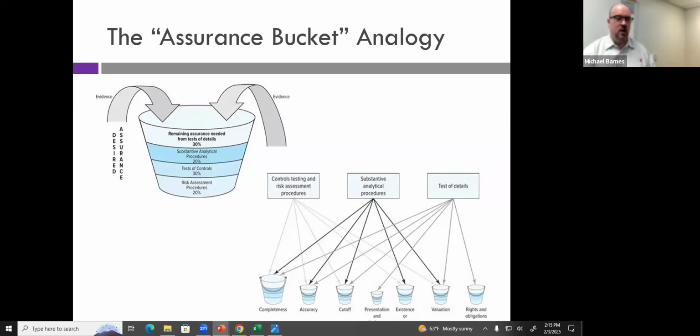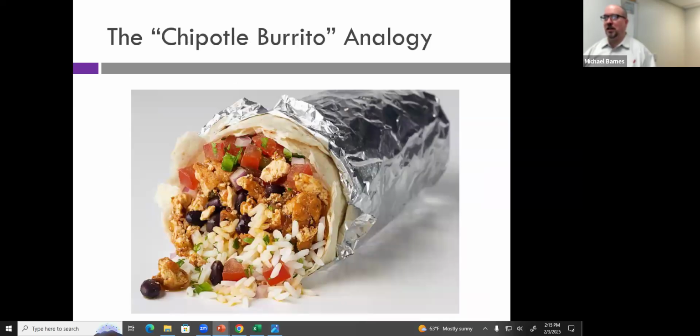My favorite analogy is the Chipotle burrito analogy. How many people have eaten Chipotle before? Okay. You go in and order a burrito, and they're a little more expensive than back in my day, but then again, everything is, so I'm going to complain like an old man. But I want my value. So I'd say, I'd like a burrito. What is the very first thing they do when they give you that burrito? What do they put on it?